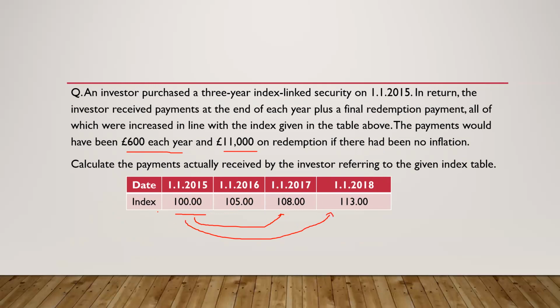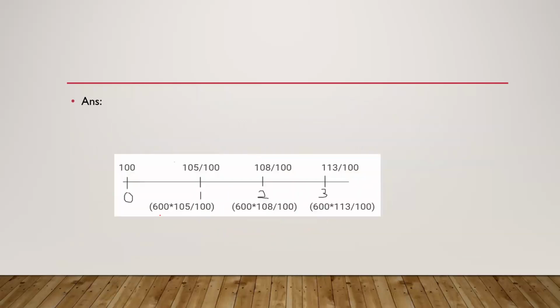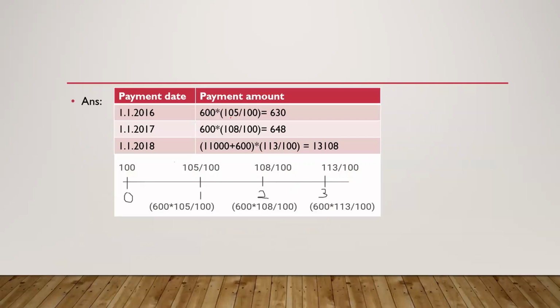So you will use the 100 as a base to obtain the real values or the real inflation rate and multiply that with 600, or multiply it with your interest rate and the final redemption value. So let us see how they have done it. So this is nothing but you multiply 600 to the new index 105 divided by the previous index 100, which is 630. And for the year 2017, we multiply 600 to 108, which was the index in the year 2017. So you will divide it by the index of 2015, which was 100, and obtain the value.